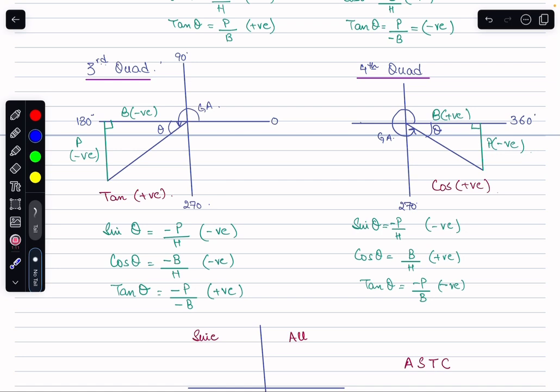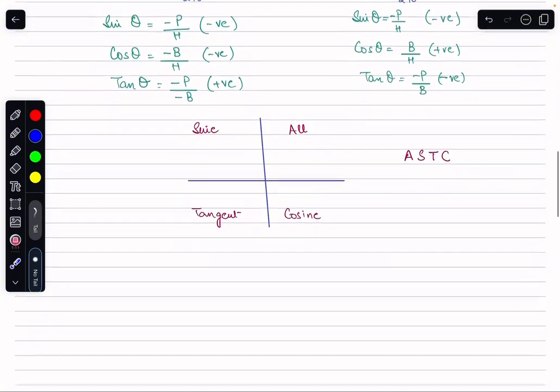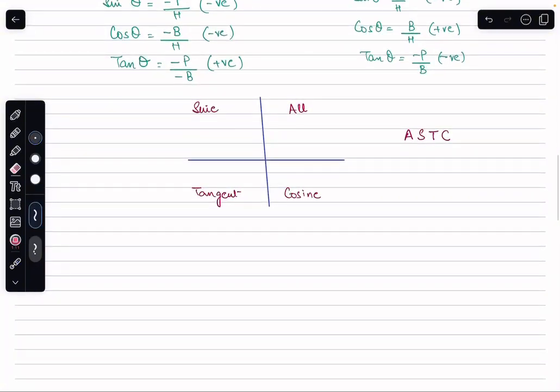Now, what we have seen here is that in the first quadrant, all the three ratios are positive. Second quadrant, it's the sine which is positive. Third quadrant, the tangent ratio is positive. And the fourth quadrant, it's the cosine which is positive. That means the trigonometric ratios are positive in two quadrants and negative in two quadrants.